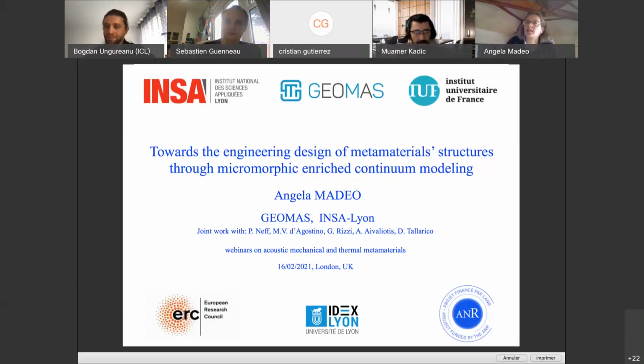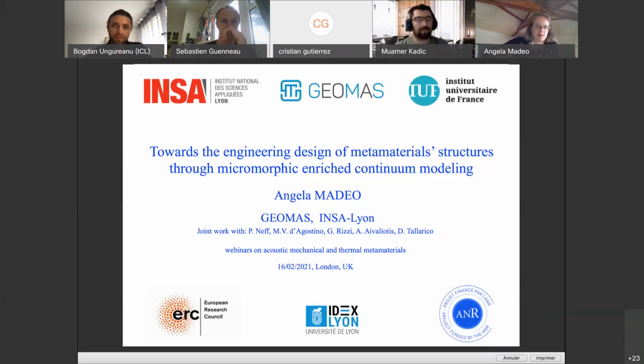Thanks to the organizers for this nice invitation, which was much appreciated. So as it was said, I'm going to present you a kind of unusual approach for metamaterials, and namely how we can use enriched continuum models, and in particular micromorphic models, to model these materials at the scale of the engineer.